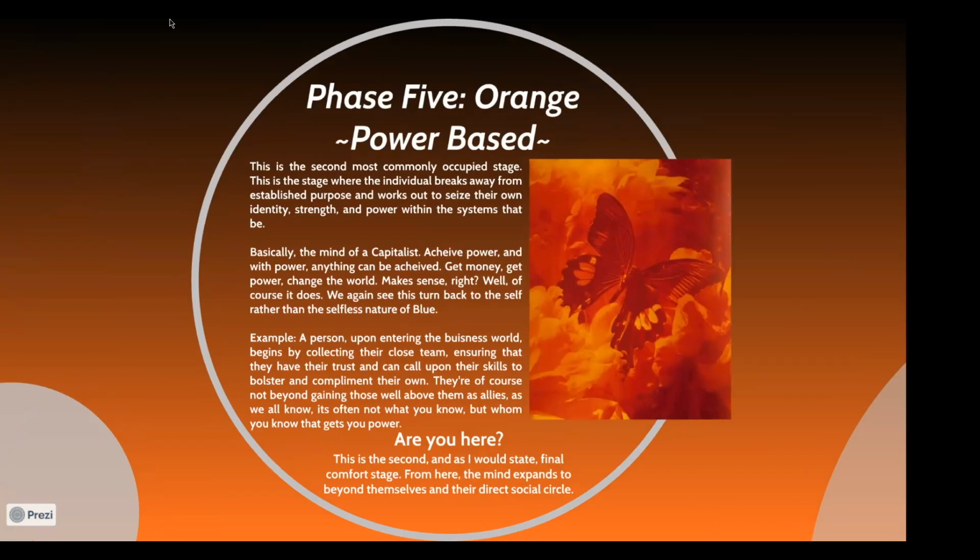So basically, one of the prime examples here would be a capitalist. They achieve power and money, and they realize that with that power, anything they want can be achieved. They get money, they get power, they can change the world, right? So the main difference between red and orange would be that an orange realizes that there's a purpose in having people around them, people that they can trust.